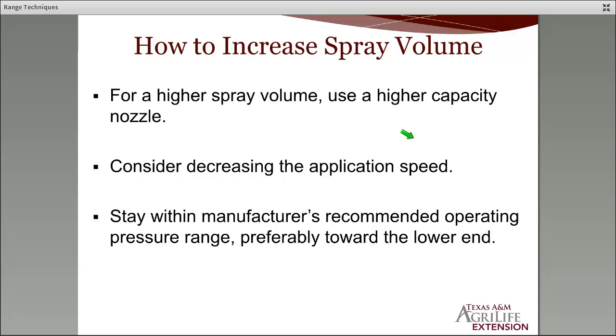For a higher spray flow, use a higher capacity nozzle, or as I just said, we could consider slowing down the application speed. And keep in mind to stay within the manufacturer's recommended operating pressure range, and ideally towards the lower end.